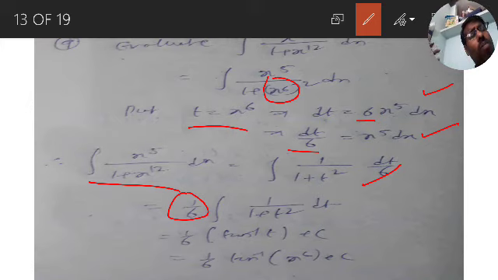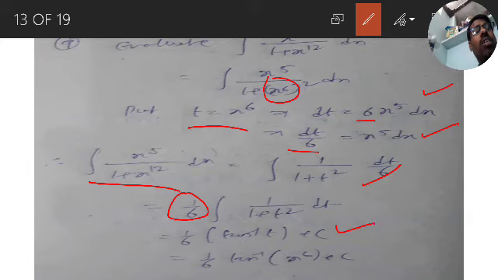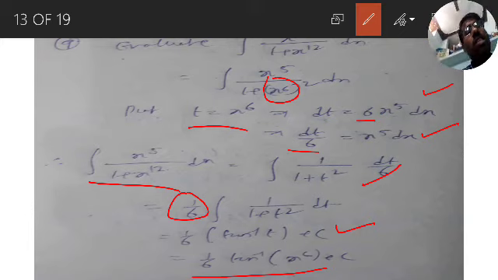What is the standard form? 1 by 1 plus x square into dx, that is tan inverse x. Here it is tan inverse t, where t is equal to x to the power of 6. So the answer is 1 by 6 into tan inverse of x to the power of 6 plus c. Are you getting?